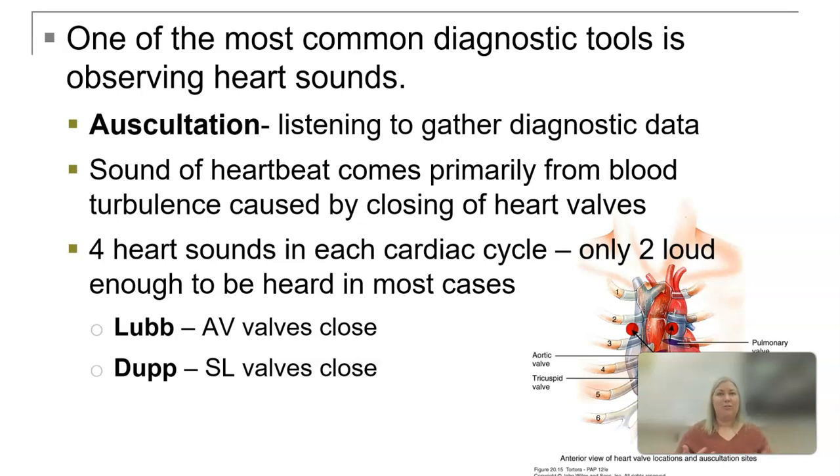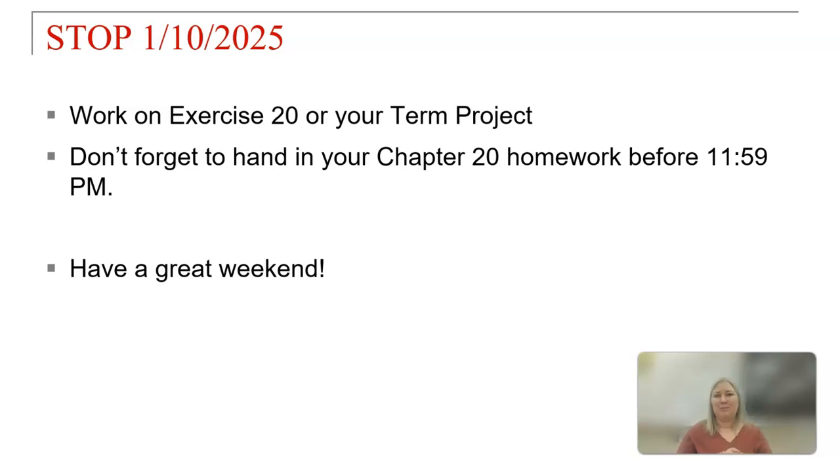We'll also next week use some stethoscopes to listen to our heart sounds. This is called auscultation, just listening. And the sound of the heartbeat actually comes from the turbulence due to heart valves closing. So think of those heart valves kind of snapping shut and creating that little bit of turbulence. We actually only have 2 heart sounds that are typically audible when you're not like a professional doctor, and they're called lub, dup. The lub is going to be the atrioventricular valves closing, and the dup is going to be the semilunar valves closing. So it kind of goes lub, dup, lub, dup, lub, dup. And I'll give you guys some opportunity to listen to that next week.